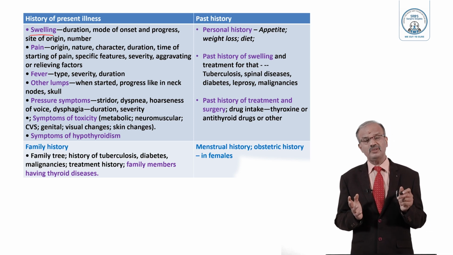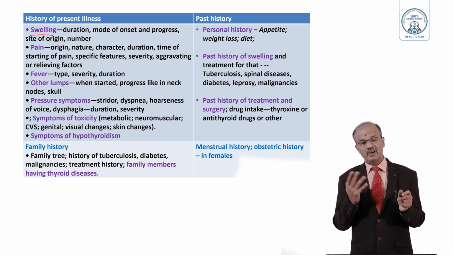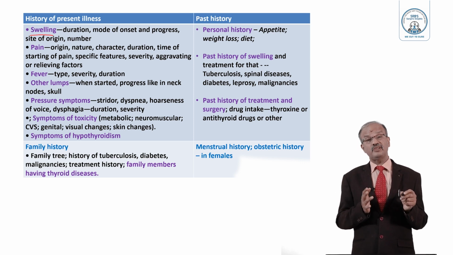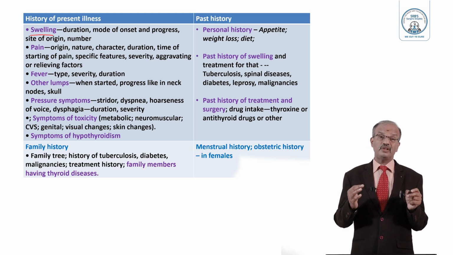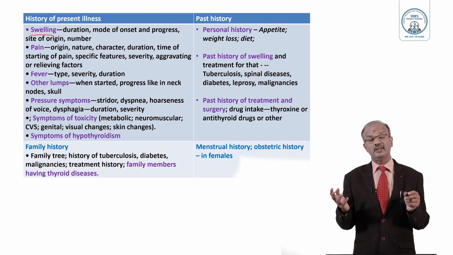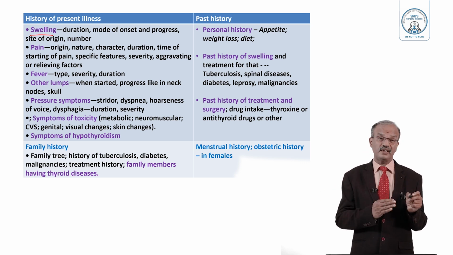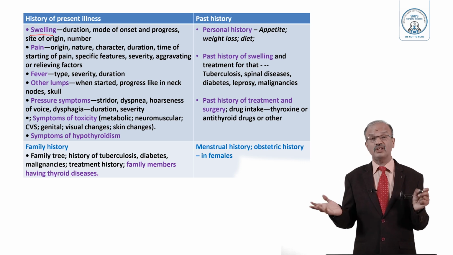Very slow progressive swelling can occur in goiter, multinodular goiter. Again, papillary carcinoma of the thyroid is very slowly progressive, many times over years, three years, four years, five years. And again, remember, papillary carcinoma of the thyroid can occur in the younger age group, middle age, and late age group also. Age is not a criterion.